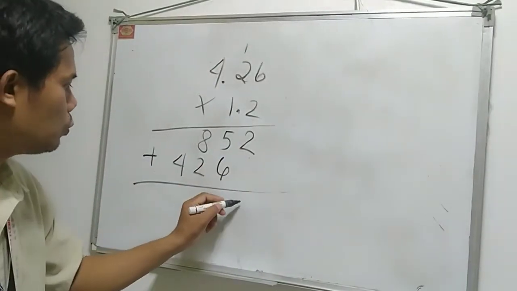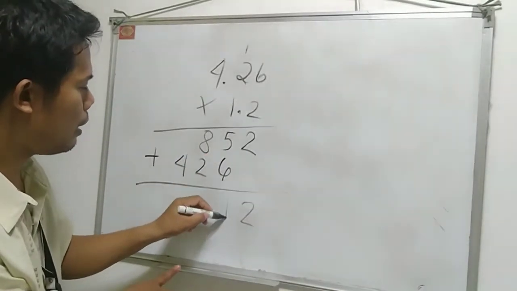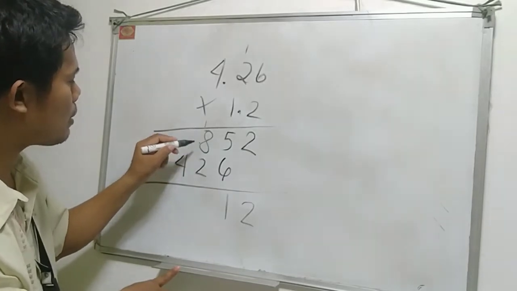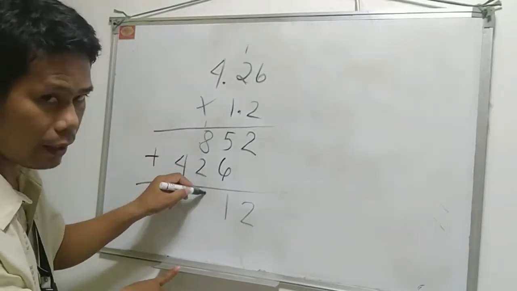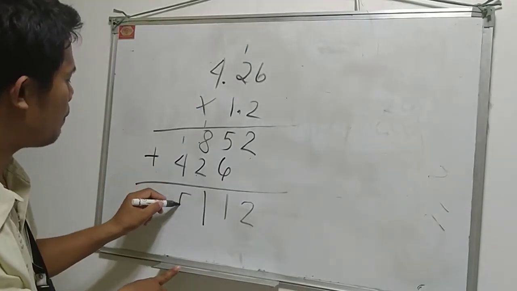So bring down 2. 5 plus 6 equals 11. Carry up 1. Then 1 plus 8 equals 9 plus 2 equals 11. Carry up 1. So 1 plus 4 equals 5.